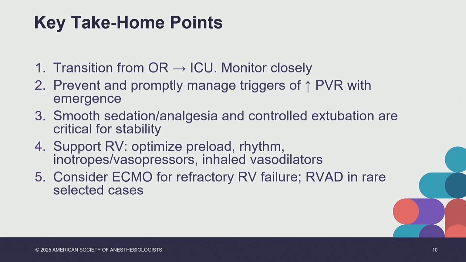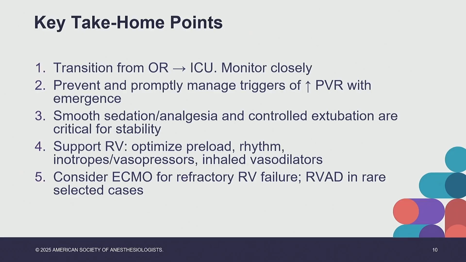So to bring all of it together, transition from the OR to the ICU carefully because it sets the tone for everything that follows. We prevent triggers that will increase your pulmonary vascular resistance. We keep sedation and extubation smooth and controlled. And we support the RV with preload optimization, plus or minus diuretics if the patient's overloaded after their intra-op course. We use inotropes to support the RV contractility when the RV starts to fail, vasopressors to maintain the RV perfusion, and inhaled vasodilators for RV afterload reduction.